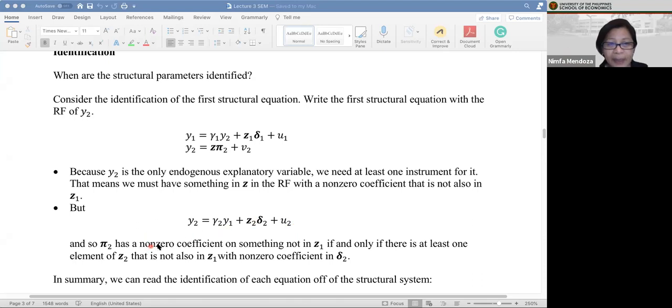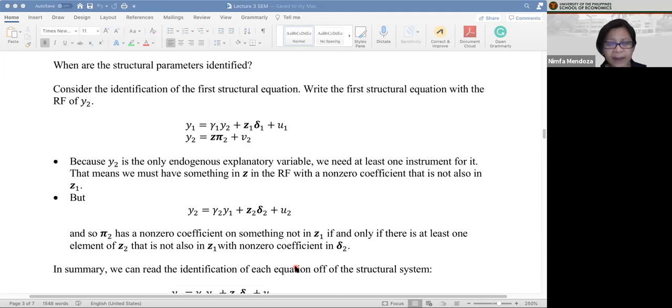And so pi sub 2 has a non-zero coefficient on something not in Z1 if and only if there is at least one element of Z2 that is not also in Z1 with non-zero coefficient in delta 2. Okay.